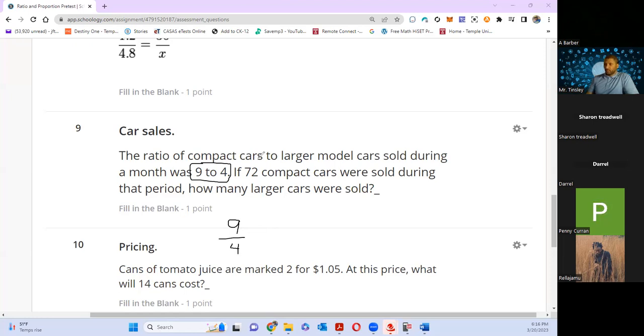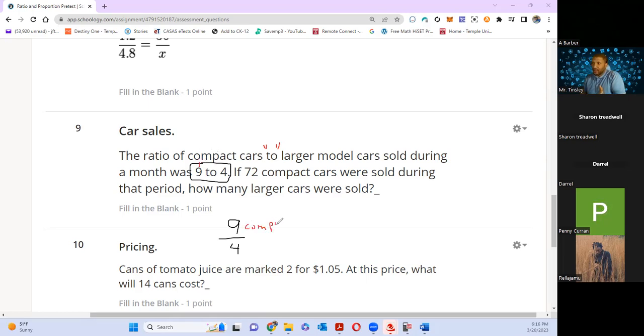The 9 is larger cars. No, and you said the ratio compact cars. No, the 4, the ratio to cars, compact cars to larger. So, correct. See that word two? Yeah. That gives you the clue. Compact is first. So compact goes with the 9.